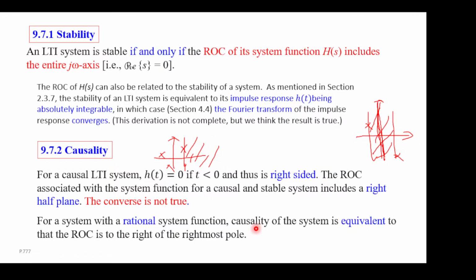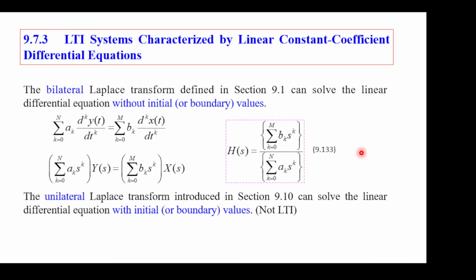And we didn't have it here, but you can also combine these two and think about it. If you have a rational system and you want it to be causal and stable, then you find out all the poles need to be on the left hand side, because you want the rightmost ROC to also contain the j omega axis. Okay, so that's causal and stable, and then we have using Laplace transform to solve our linear constant coefficient differential equation.